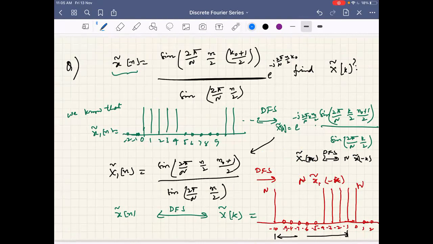Sir, in this, x1 of minus k, or we can write it as x1 of N minus k, because of circular shift. Can you write it like this, equal to x tilde of minus k? That's your question? Yes, sir. In this case, the diagram I plotted for x1 of minus k, is it correct or not? You are asking, right?